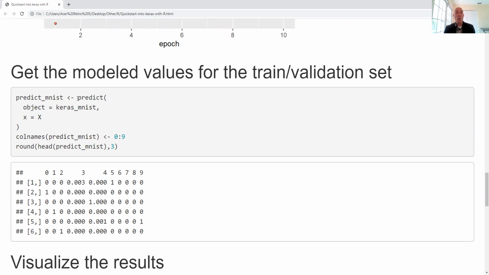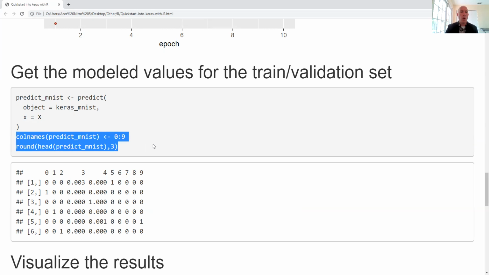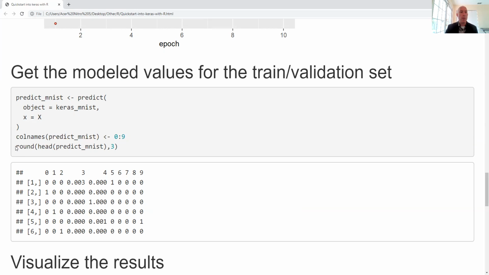The default for this predict function does not specify what the predicted value is in the column names, and so that makes it a little bit harder to interpret what's going on. I go ahead and put the column names on there, and let's go ahead and just take a look at the first few.